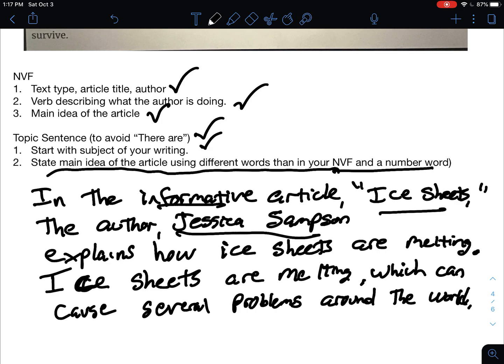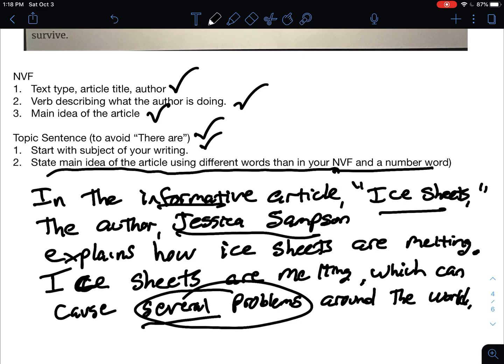Okay, notice I'm explaining more in my topic sentence here. So I talked about how ice sheets are melting, and now I'm explaining that because they're melting, that could cause several problems. There's my number word, all right? And what we're going to start later this week is we're going to finish with our projected plan, and that's where you would list the reasons what the several problems would be, all right? So hopefully this example will help you with this assignment.